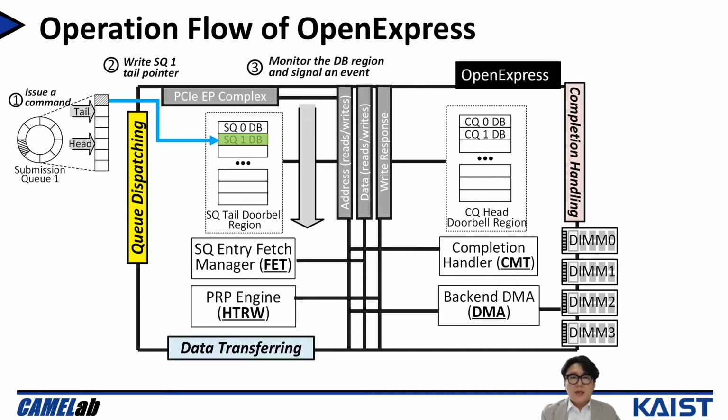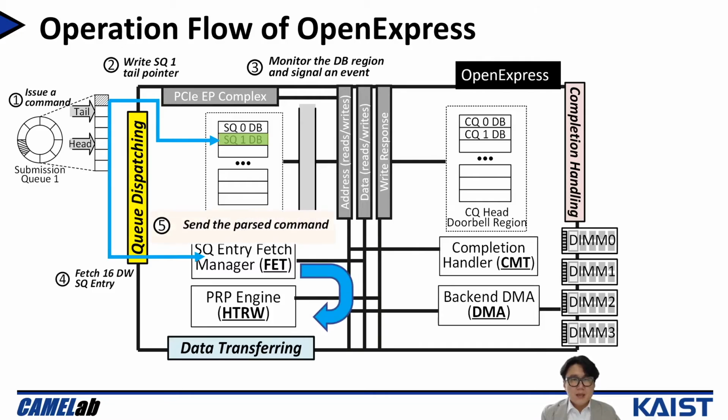OpenExpress monitors the doorbell region and signals an event to the underlying FAT. The FAT then fetches 16 double-word SQ entries from the host-side memory, and parses such I/O command into the storage-level information, like logical block address, sectors, and the operation code. And the FAT sends the parsed command to the underlying HTRW, which is the PRP engine.